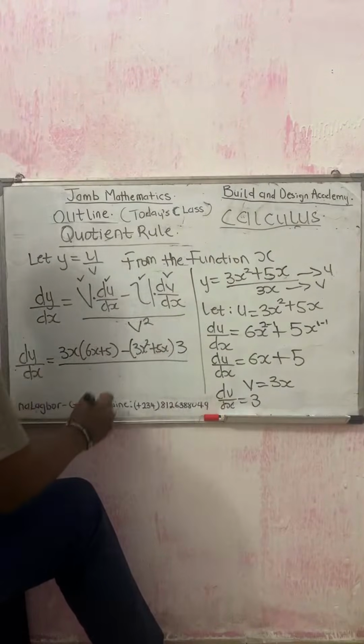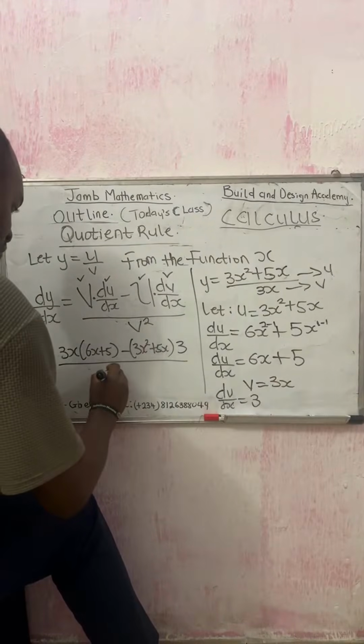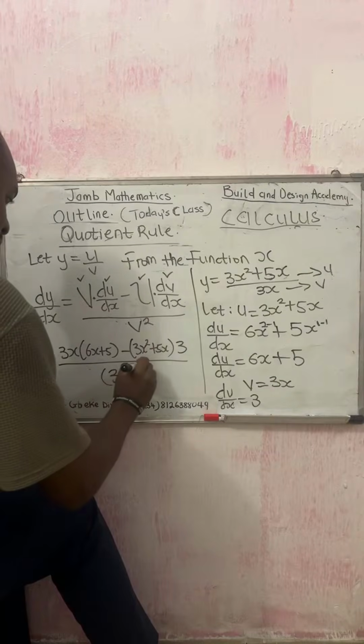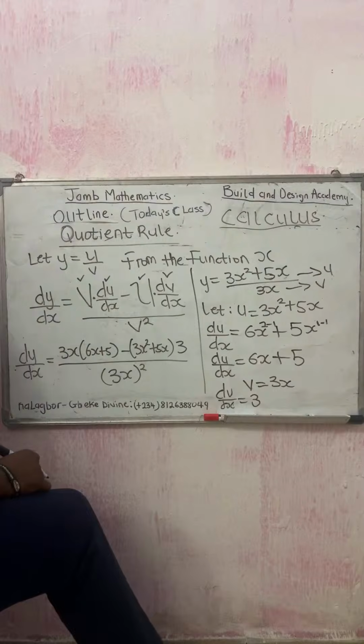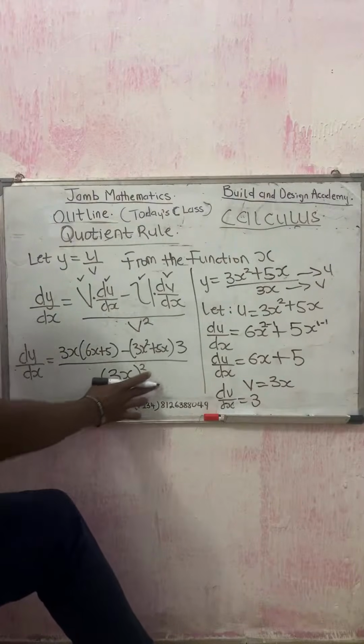All over v squared. What is our value for v? Our value for v is 3x. So it's 3x all squared. Now, this is what we will have as the y over the x.